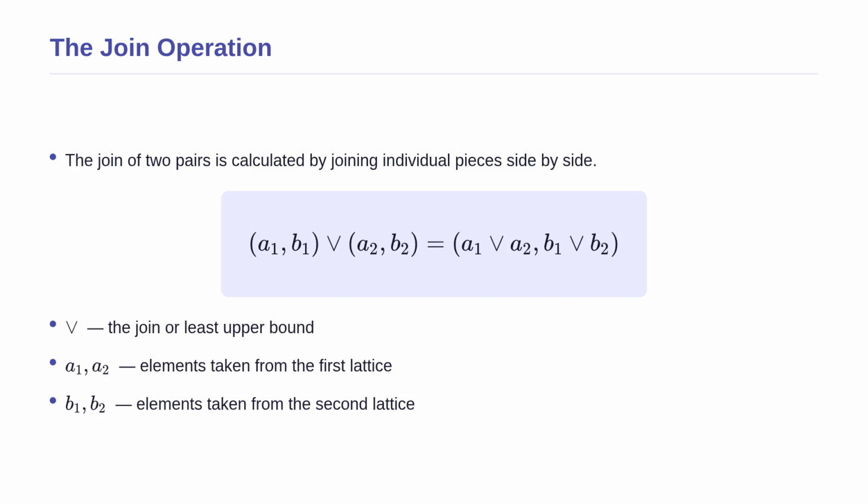By evaluating the join for the first components and the second components completely separately, we guarantee that the new pair is the smallest possible combination that is still greater than both original pairs. If either starting component increases, the resulting joint component will also increase or stay the same.